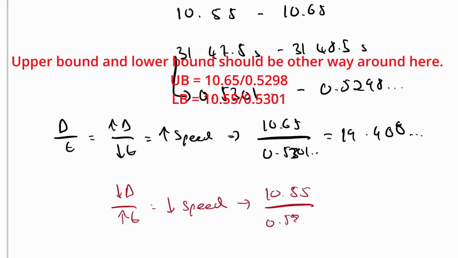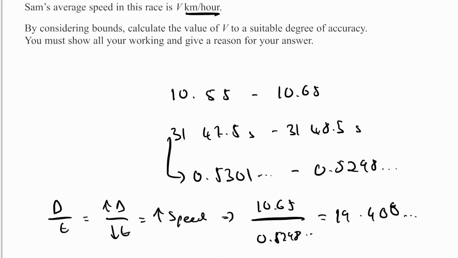0.5301. And so actually I made a little mistake in the top one. This should be 0.5298 and so on. And if you put that into a calculator, you should get 20.099. Okay, and so that's your upper bound and lower bound for your speeds. And so then we want to work out v to a suitable degree of accuracy.